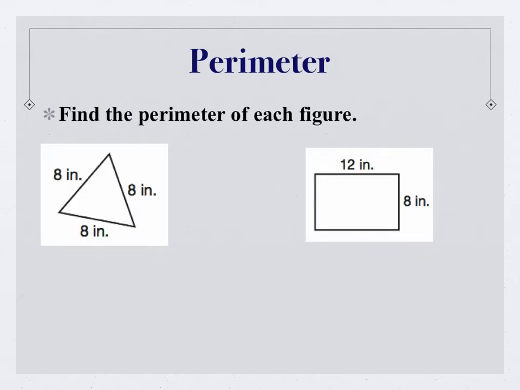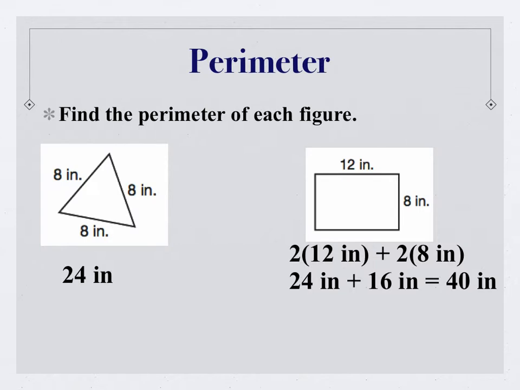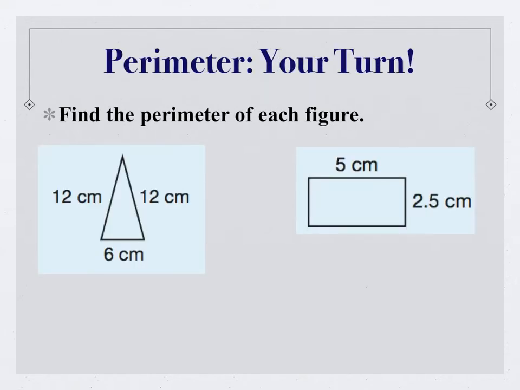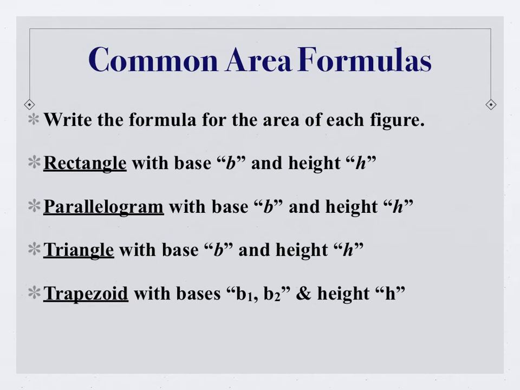Finding the perimeter of these figures, it's just a matter of adding those 3 eights together, or 8 times 3, that's 24 inches. And the perimeter of the rectangle is going to be 2 times 12 plus 2 times 8. Follow order of operations and you get 40 inches. Alright, take a moment and quickly find the perimeter of these figures. So far so good?